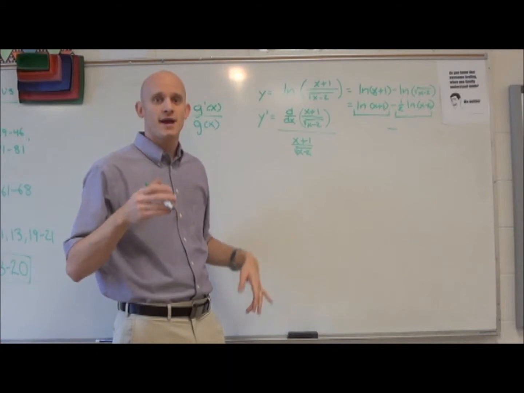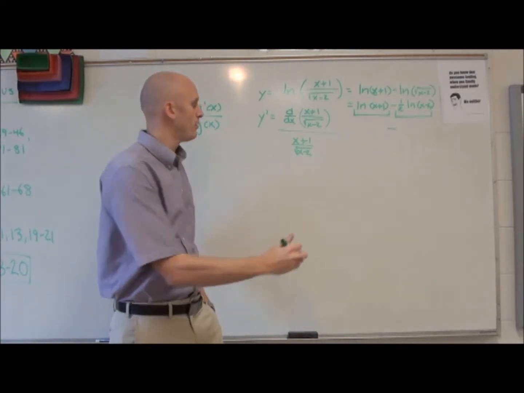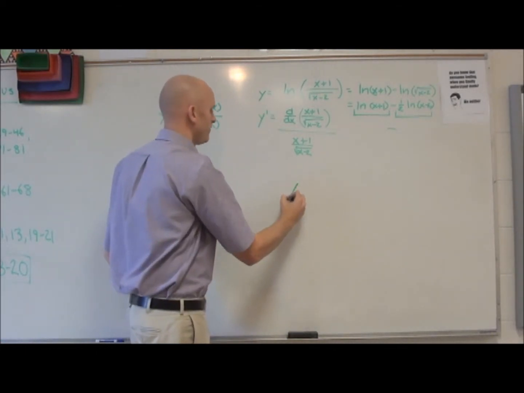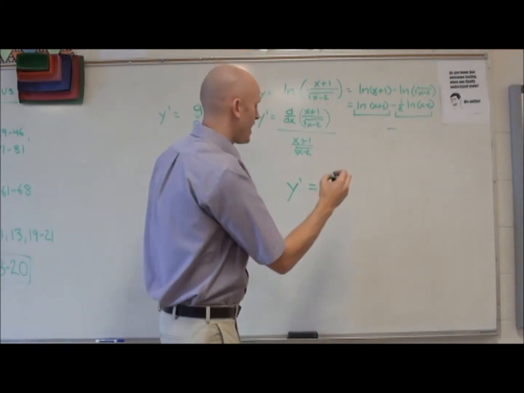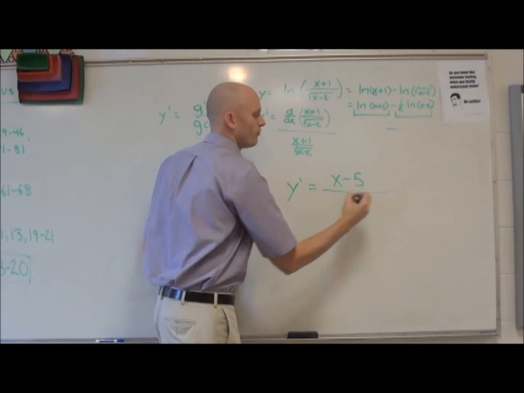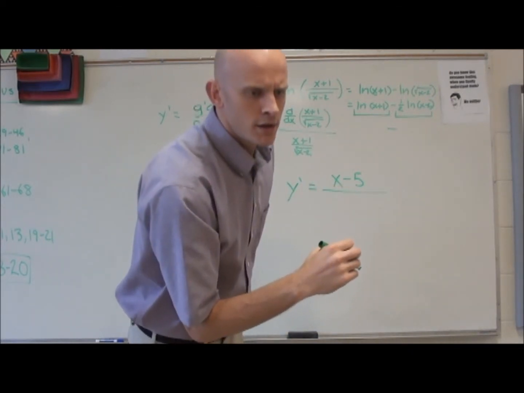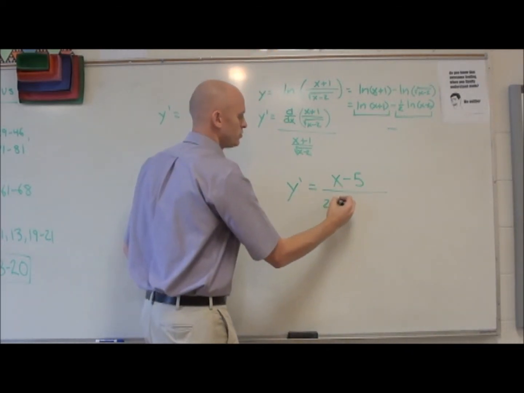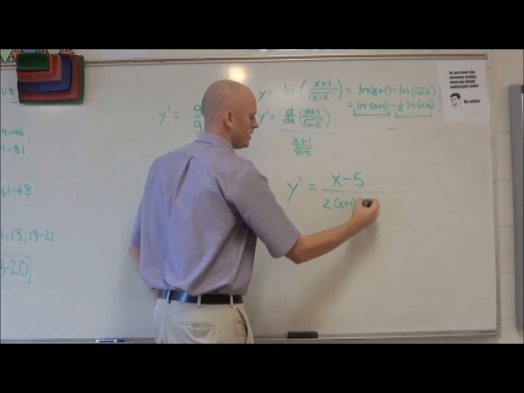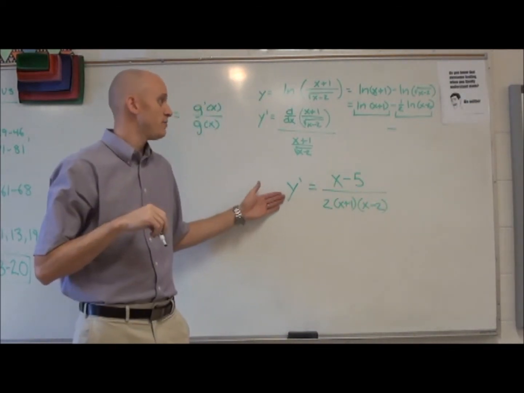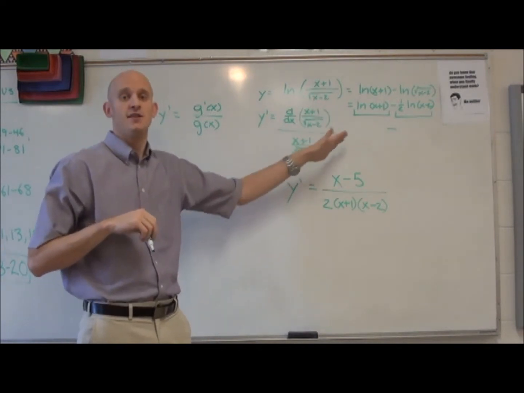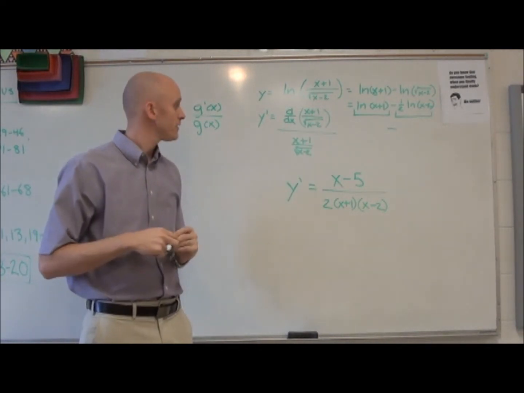Either way, you'll get the same answer, and I'll give you the answer and see if you can come up with it. The derivative of y will end up equaling x minus 5 over 2x plus 1 times x minus 2. This should be your answer after you differentiate either one of these, choosing your favorite.